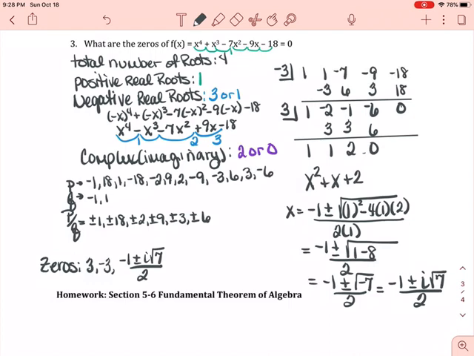Okay, then I got all the way down, I got x squared plus x plus 2. Have to do the quadratic formula here, it doesn't factor. So you have negative 1 plus or minus i square root of 7 all over 2. So of our 4 total roots, we have 2 reals and 2 imaginaries.